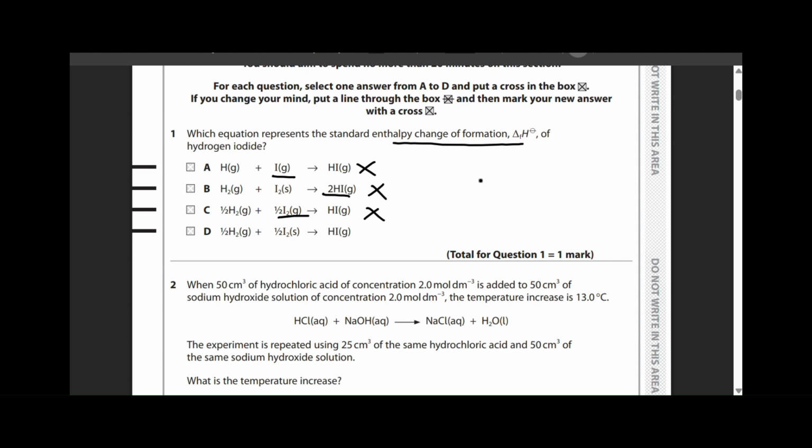And in the fourth one, hydrogen is present as a gas in its standard state. Iodine is also present as a solid, which is its standard state at room temperature, and 1 mole of hydrogen iodide is formed. So this is the correct option. Now move on to question number 2.